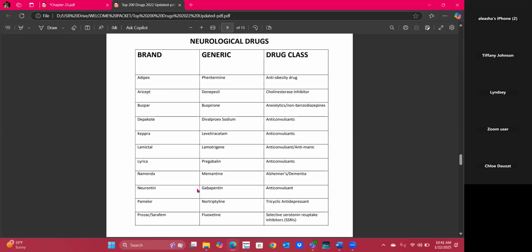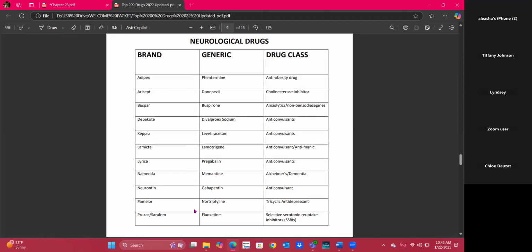Next item down, we have Neurontin. Generic of that is gabapentin, and it is an anticonvulsant, which is also used off-label for nerve pain, such as fibromyalgia and neuropathies. Next item down, we have Pamelor, and the generic of that is nortriptyline, and that is a tricyclic antidepressant.